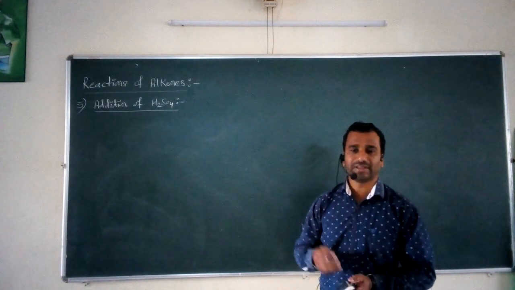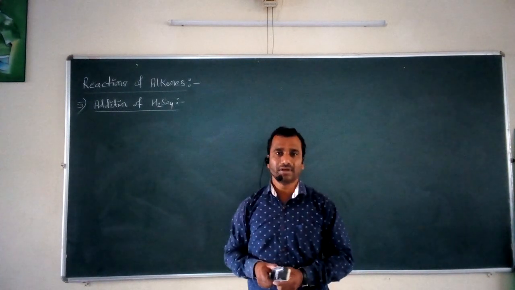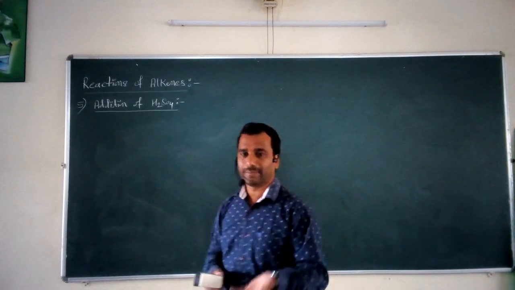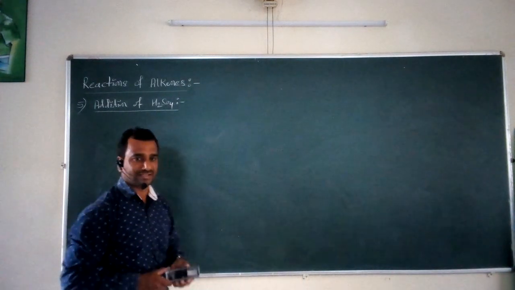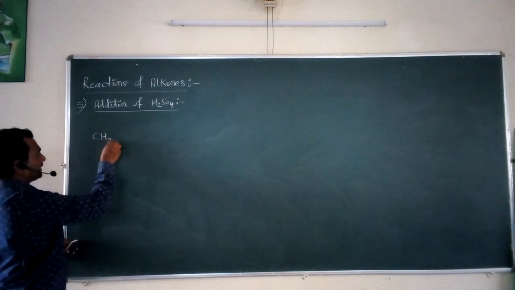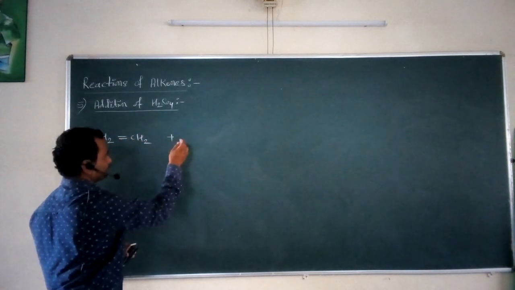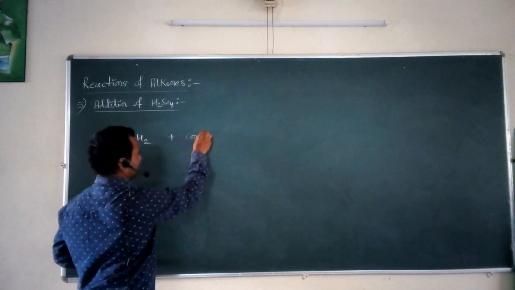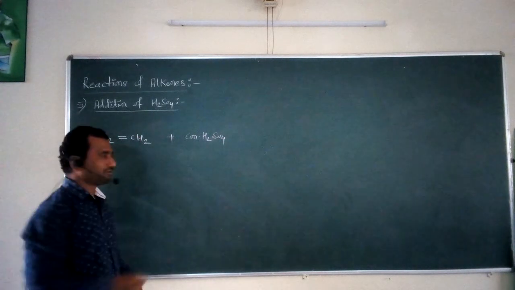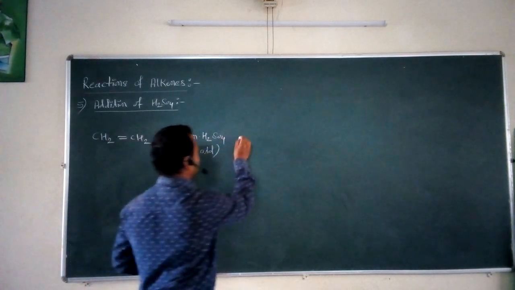Now what happens after studying the 4th reaction, addition of HBr? The next reaction we take into consideration is the addition of sulfuric acid to the particular alkene. Now what happens after the addition of the sulfuric acid? For this purpose I take again a simple example of alkene, CH2 double bond CH2, with concentrated H2SO4. This concentrated H2SO4 solution must be cold. Cold concentrated H2SO4 you have to take here.